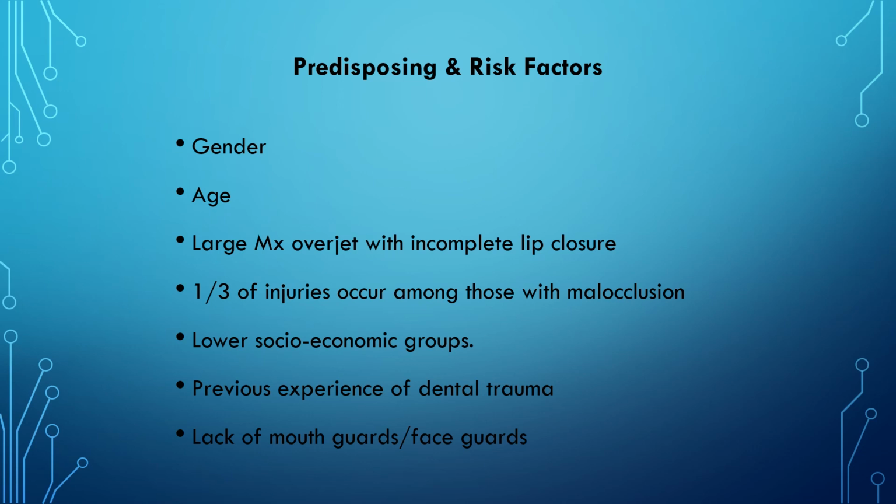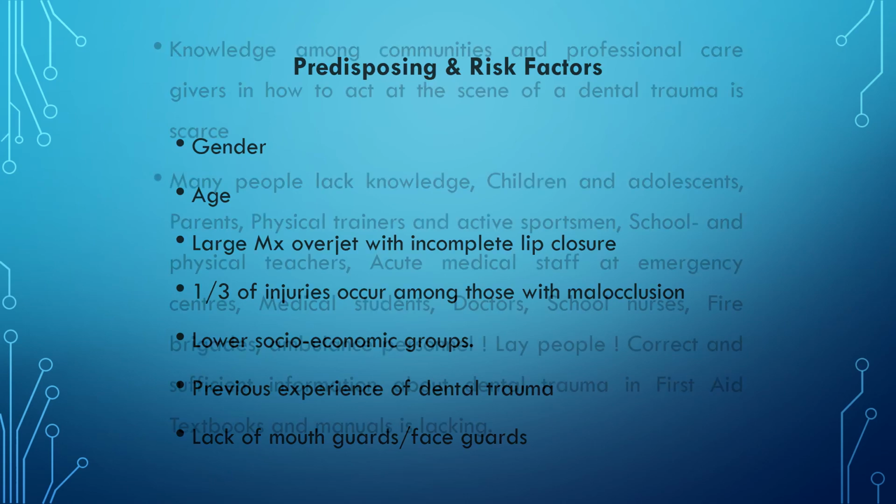One third of injuries occur among those with malocclusions, especially class 1 overjet malocclusions. Okay. Lower socioeconomic groups, previous experience of dental trauma, and lack of mouth guards or face guards in certain sports are also risk factors.